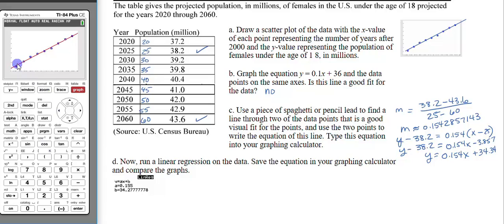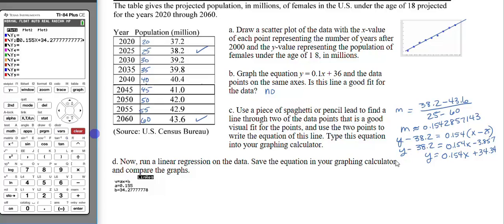And it doesn't go exactly through that second point. It kind of goes between, above and below the first and the second point. So it's slightly different from the model that we did just by eye, but boy, it sure is close. That's the equation that they had us try. That was not a good fit.